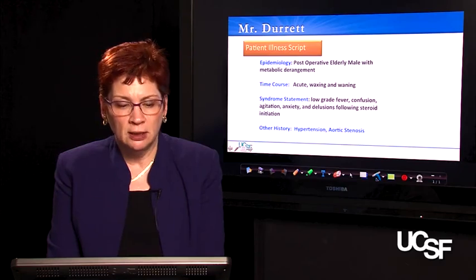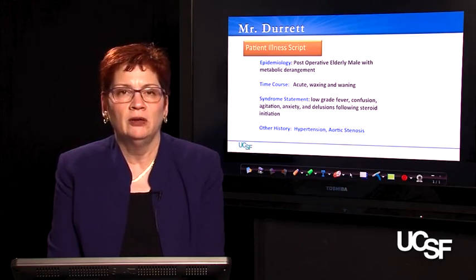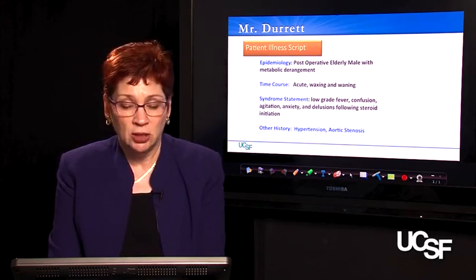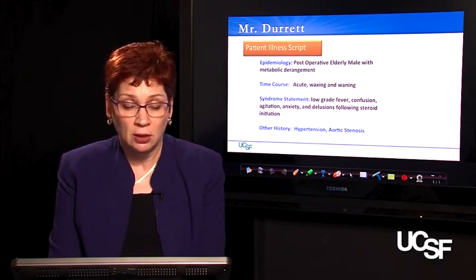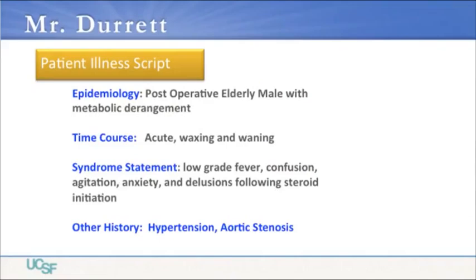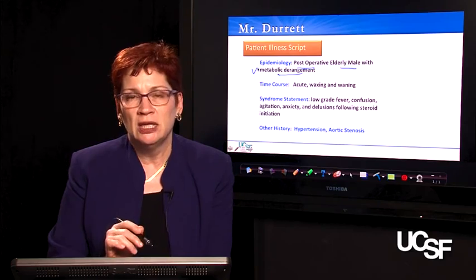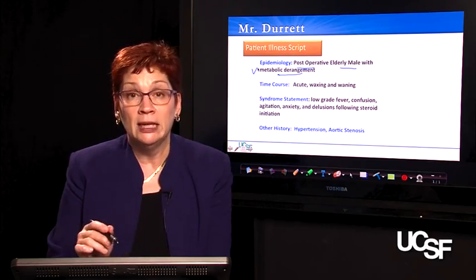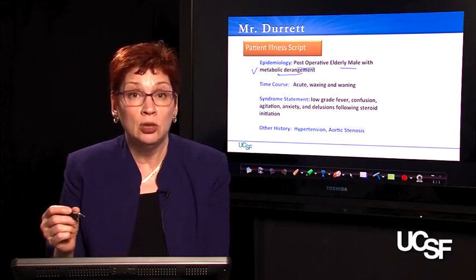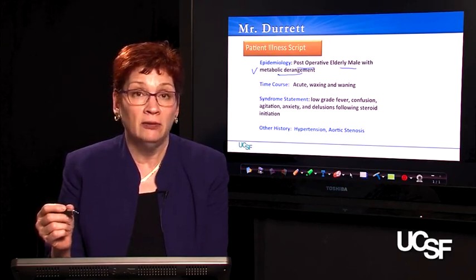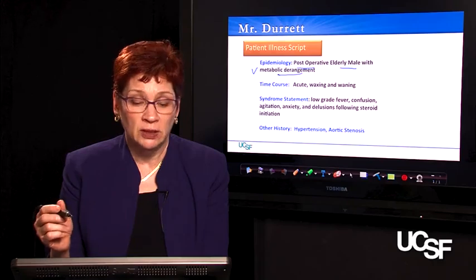So here's Mr. Durrett's illness script for this particular component of his hospitalization, and we know he's had several issues along the way. Epidemiology, this is a post-operative elderly male with a metabolic derangement. Interestingly, we put metabolic derangement in epidemiology because we think it might be linked, and it's a new problem. It's new to the scenario here. He didn't have problems with diabetes on previous visits.